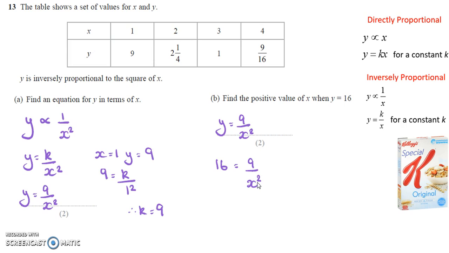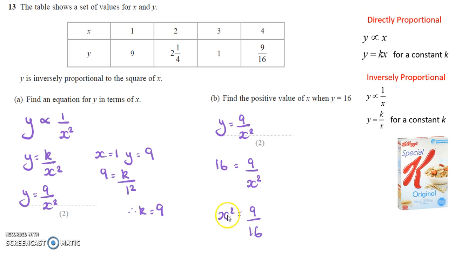Alright, so I'm running out of space, so I'm going to do 2 steps in one here. What I'm going to do is multiply by x squared. So I'd end up with 16x squared. If I multiply by x squared here, it's going to go over here and it's going to times the 16. So it'll be 16x squared equals 9. Then we divide by the 16. So basically these two things are going to swap places. And then now I'm ready to solve for x.